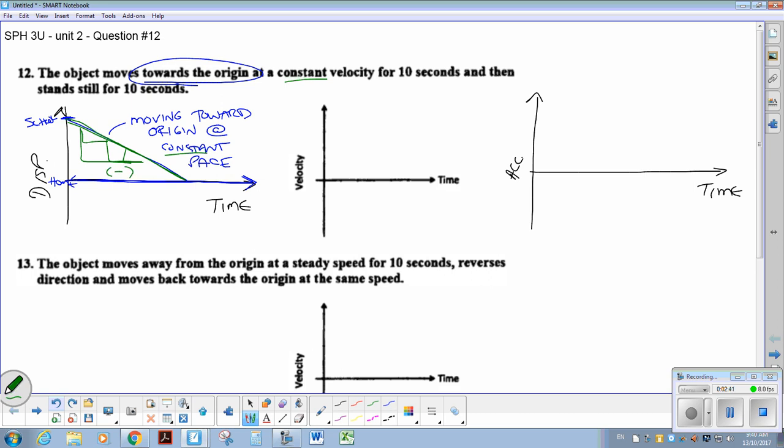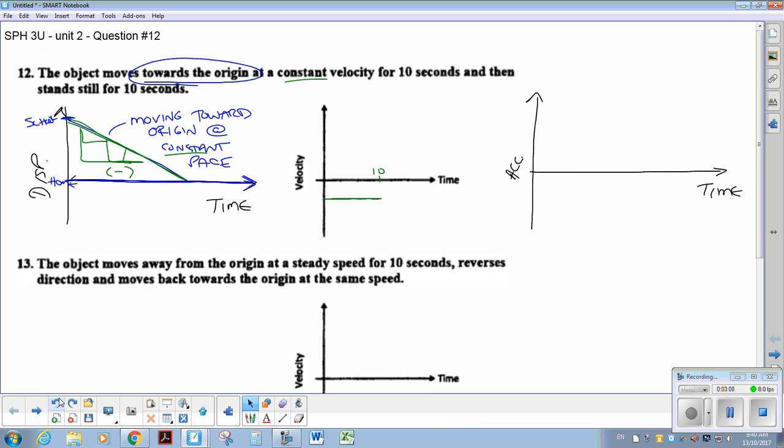So for the first 10 seconds of this particular graph, we're going to have a constant velocity, and it's going to be a negative velocity. It's going to look like that. So there's our negative velocity. It doesn't matter at what time we're looking. If I look at 1 or 5, the y value is the exact same, which makes it a constant velocity. And then stand still for 10 seconds.